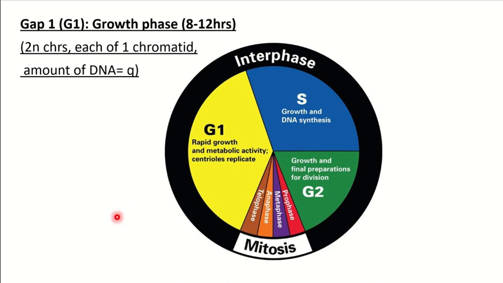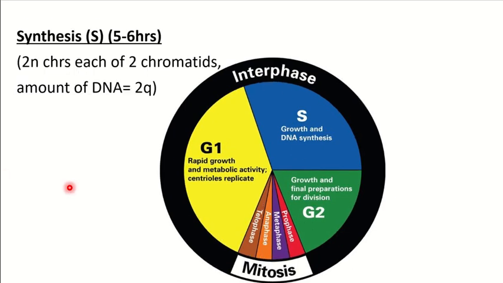which is the S phase. Now the DNA amount stays the same, as resulted from telophase, and the amount of DNA is Q. The number of chromosomes is 2n, and each chromosome is of one chromatid. So in G1 phase we have intense cell growth. The cell is preparing its organelles, and it is preparing all the enzymes needed in the synthesis phase.